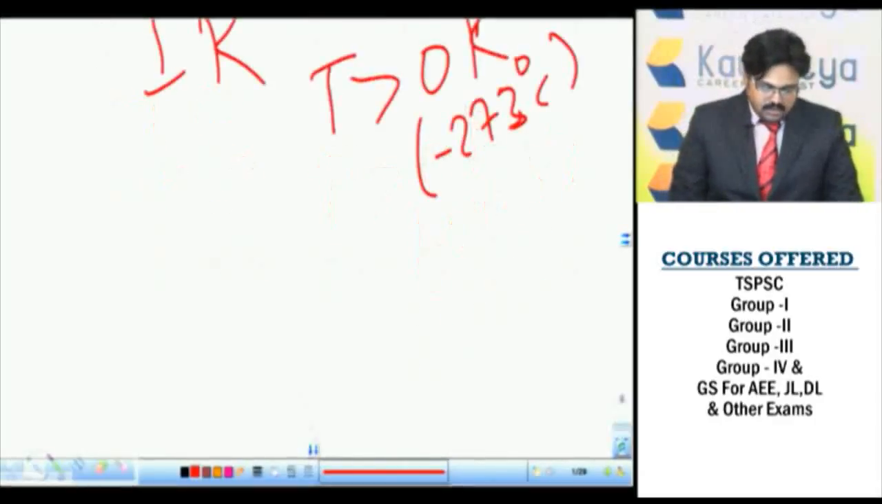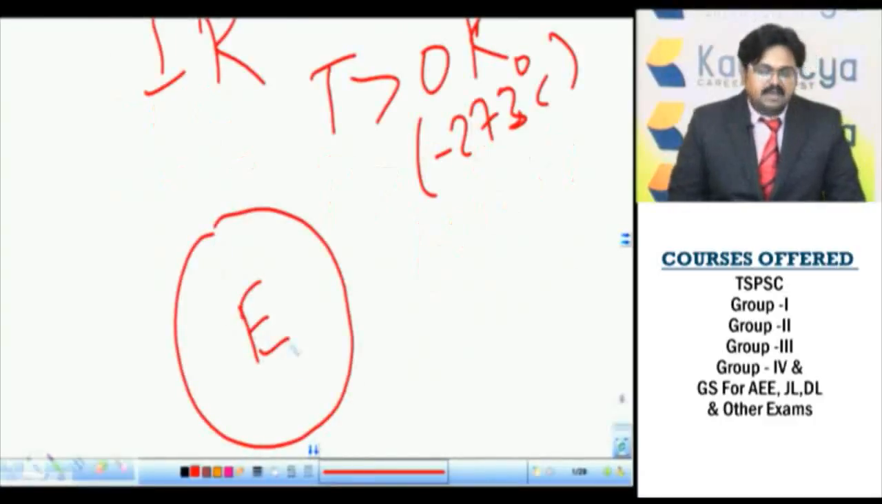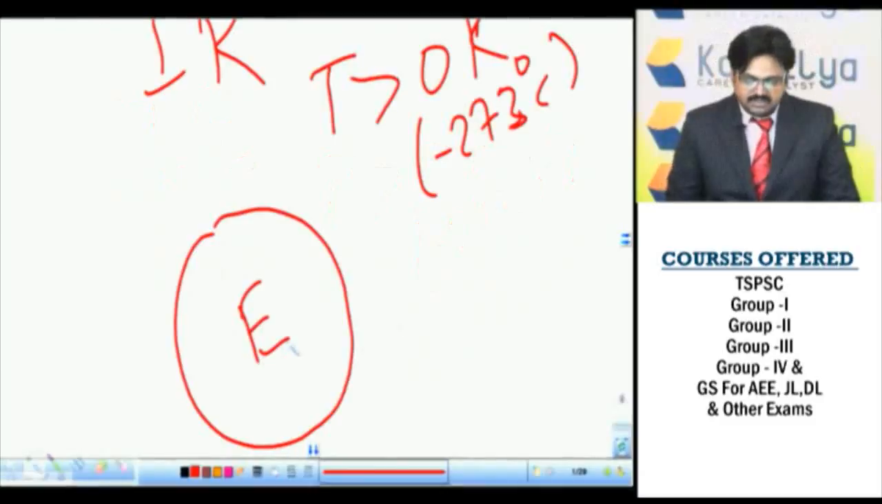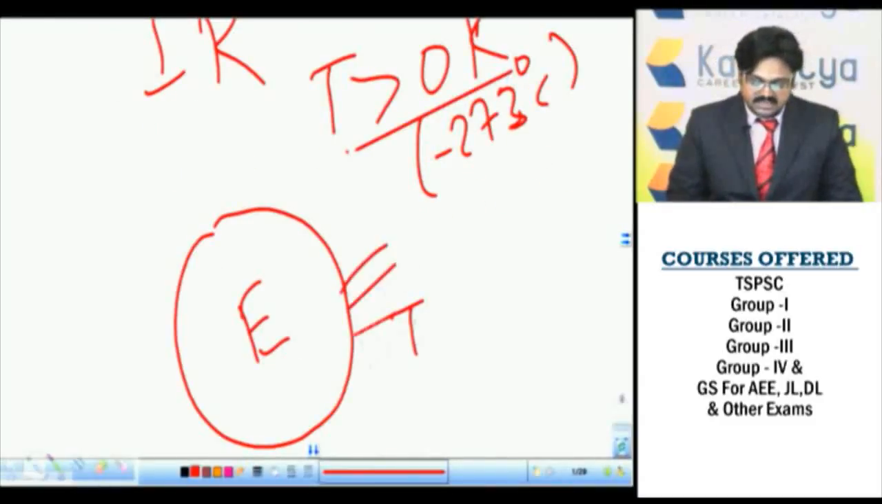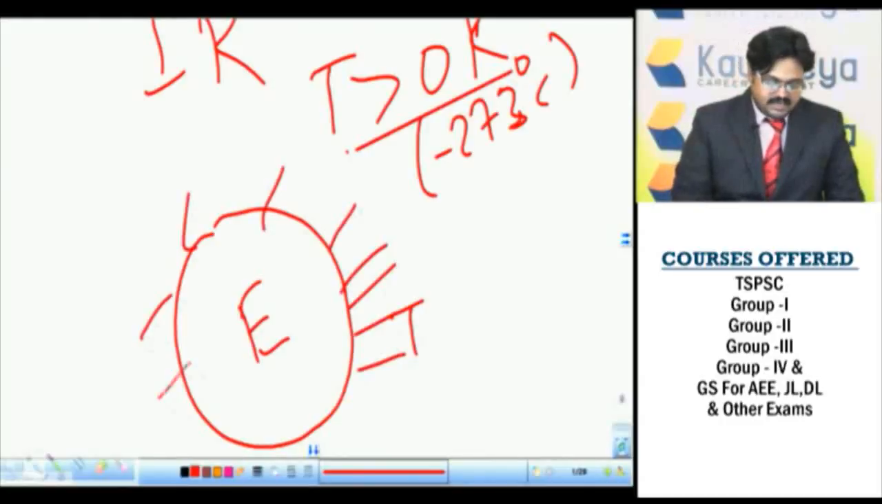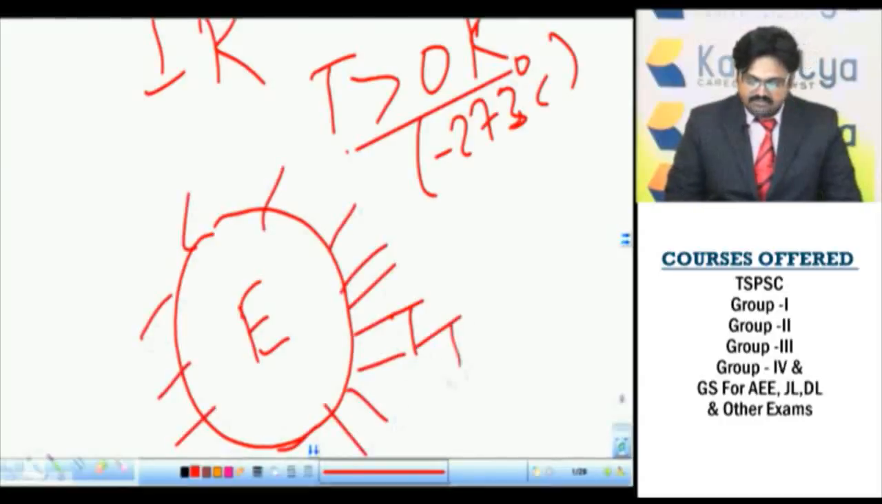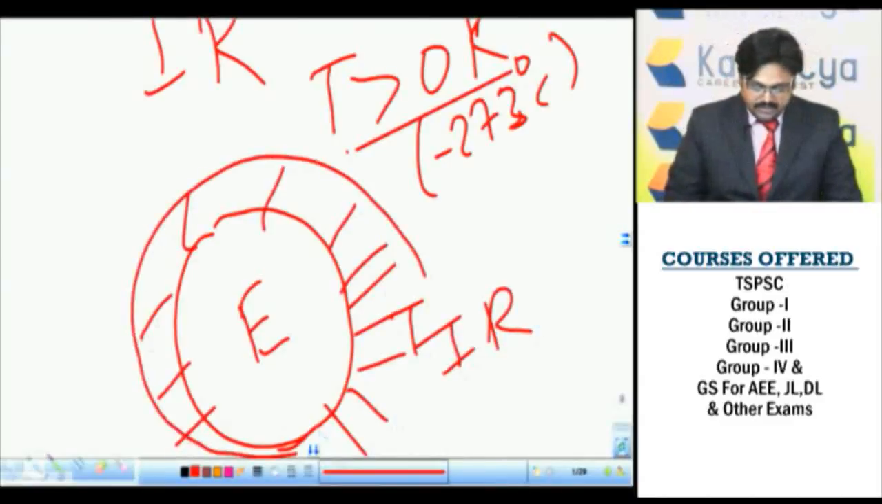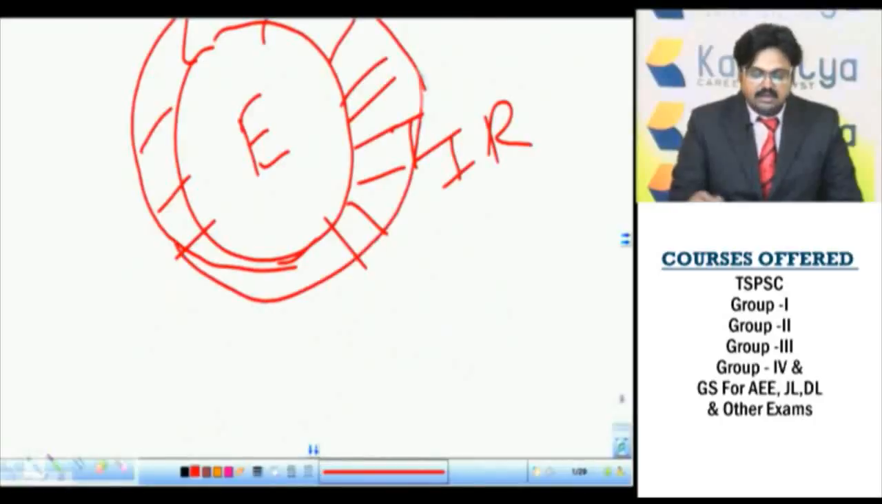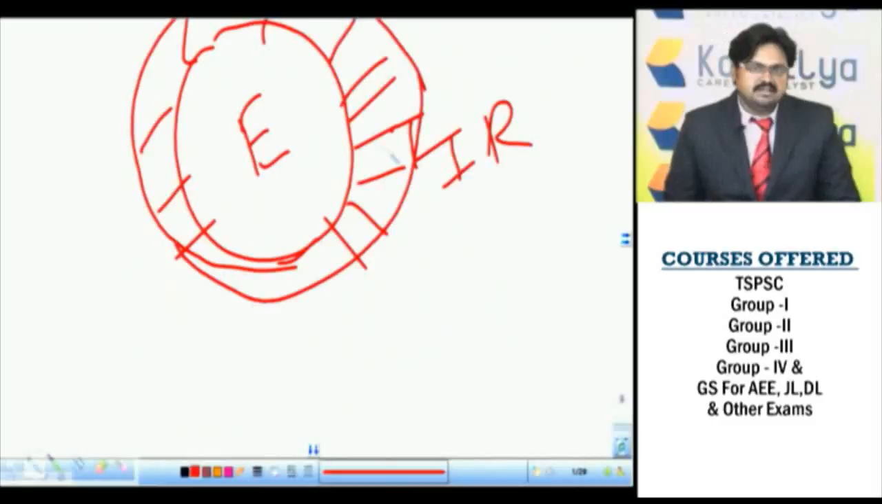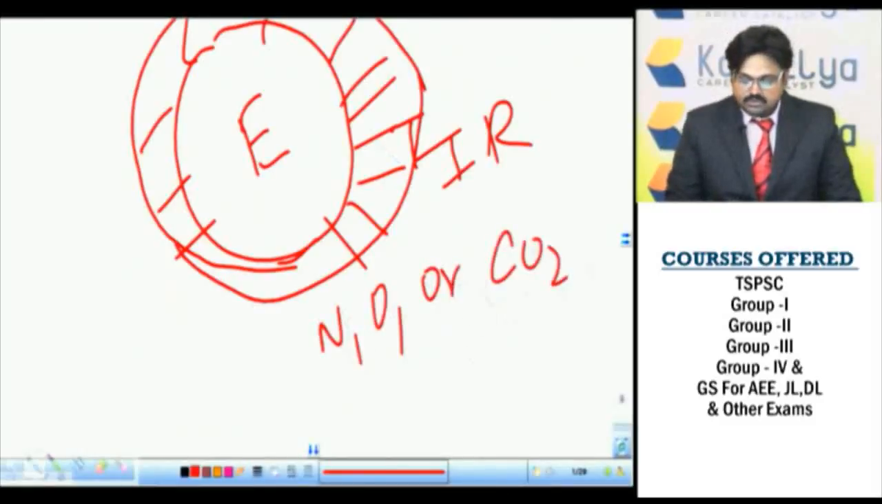I'll try to explain it in a simple way. This is Earth, and I've already said that any object whose temperature is greater than 0 Kelvin has to radiate. Earth also radiates heat energy. This heat energy is in the form of IR radiation. Now there is an atmosphere around the Earth. This atmosphere has every other gas. It has nitrogen, oxygen, argon, CO2, everything.